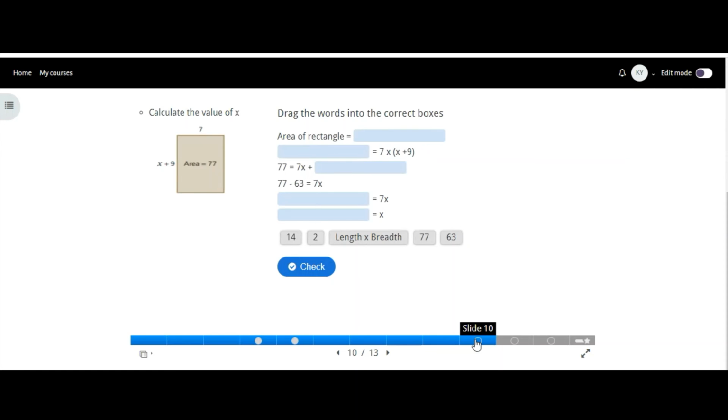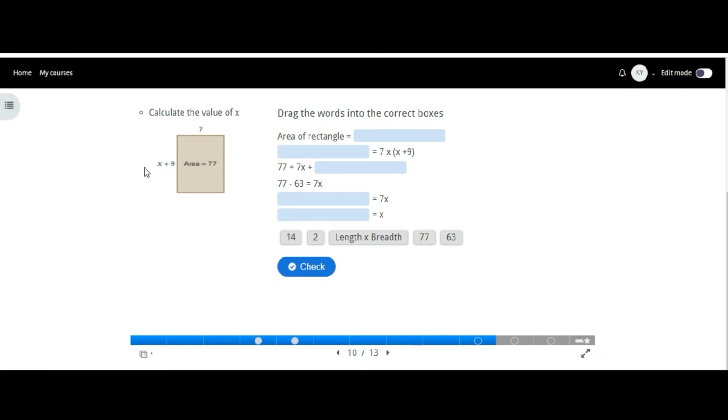We have to calculate the value of x in this given problem. If you look at this, it is more or less like a rectangle, and the area of a rectangle is what? Length multiplied by breadth. Our breadth here is x plus 9, while our length is 7. We are already given that the area is 77.